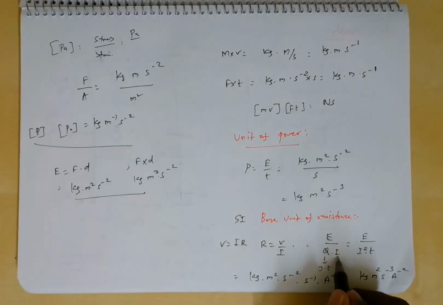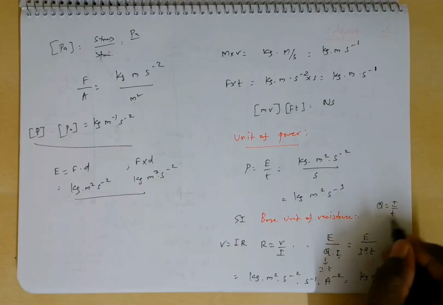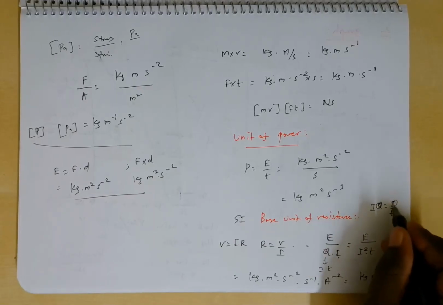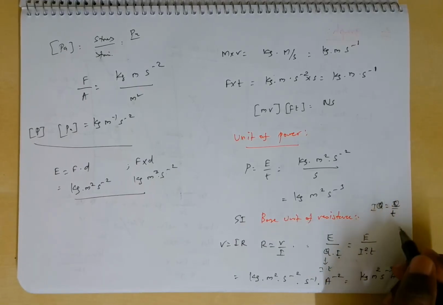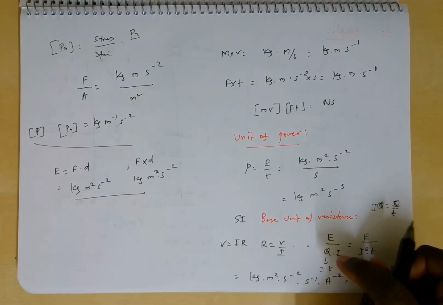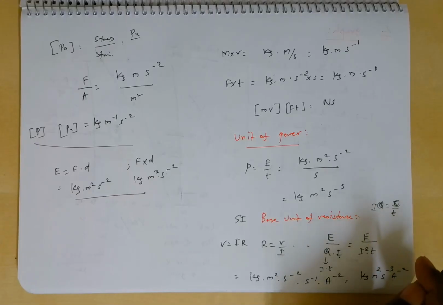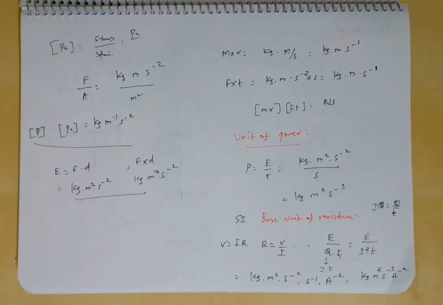Because we already have one I here. We know that I is Q divided by T. So what is Q? And again, this Q is not an SI base unit, right? Coulomb is not an SI base unit. Only 7 base units are there. If you give the answer in Coulomb, it's wrong.